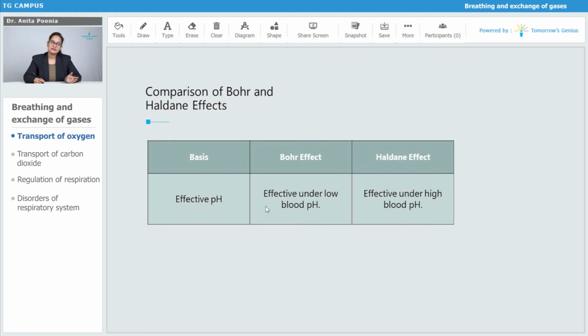Talking about the effective pH, the Bohr's effect is more effective under low blood pH, whereas the Haldane effect is effective under high blood pH.